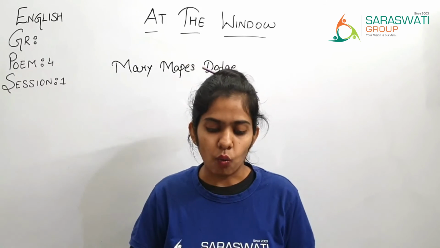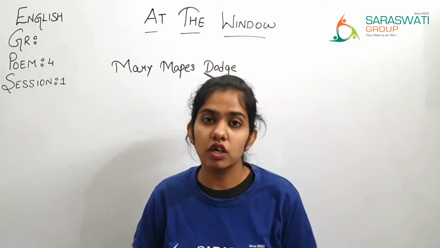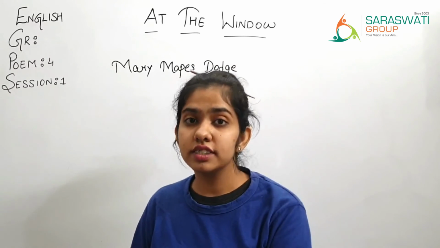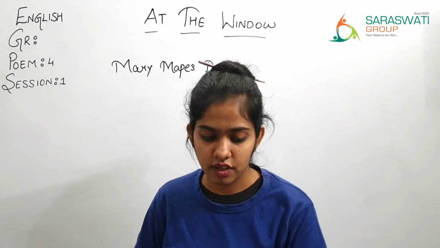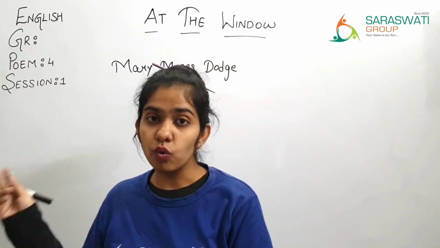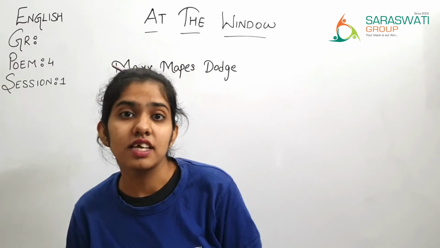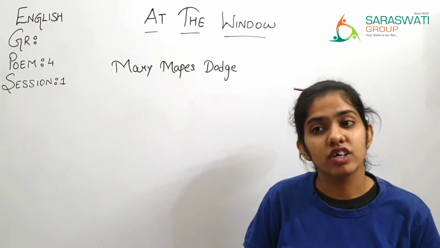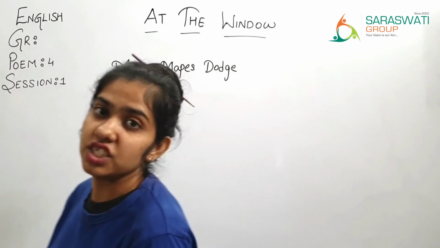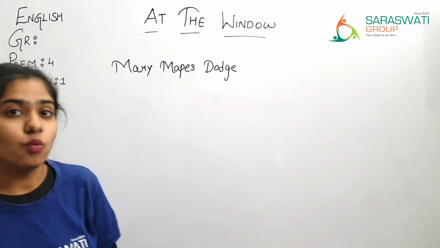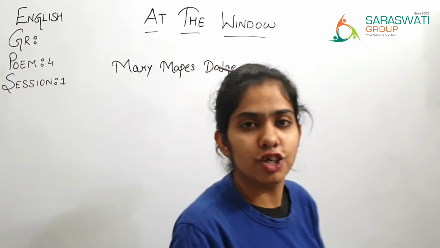Then afterward, why does the poet use the word wanders? The poet uses the word wanders because the moon is moving around aimlessly, without any fixed purpose in mind. That's why the poet has used the word wanders.